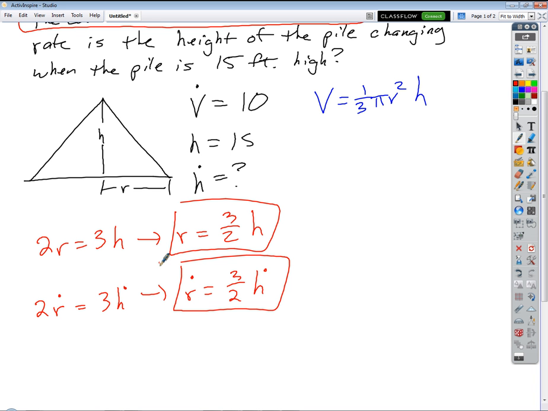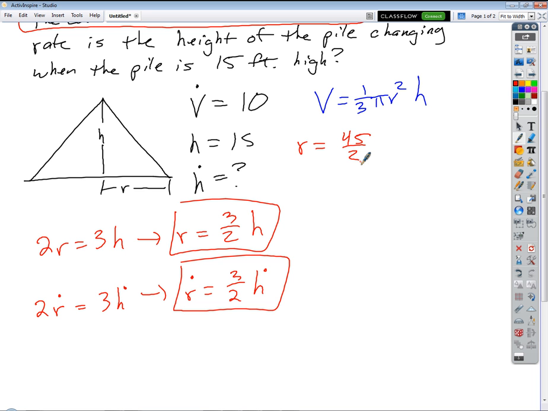So we could add some extra information to our snapshot value chart, couldn't we? If the height is 15, then what's the radius going to be? 15 times 3 over 2. So it's going to be 45 halves, right? But we're trying to find H dot, right? Yes, we're trying to find H dot.